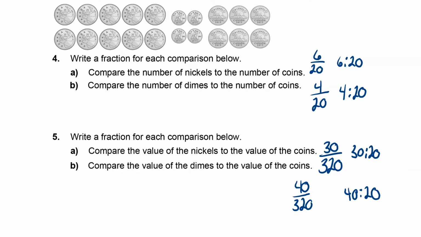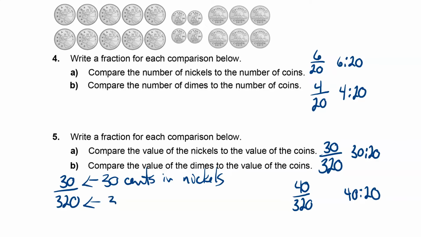If we investigate a little more what the fraction means, we've got 30 cents out of 320. So 30 cents in nickels came out of the total of 320 cents.